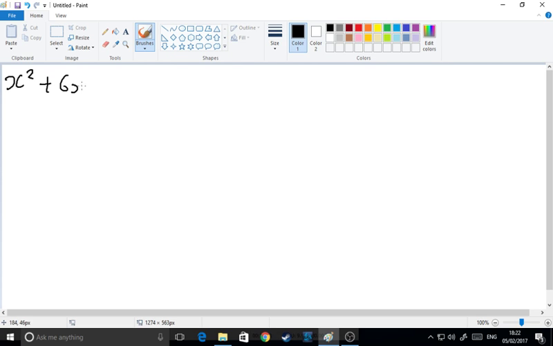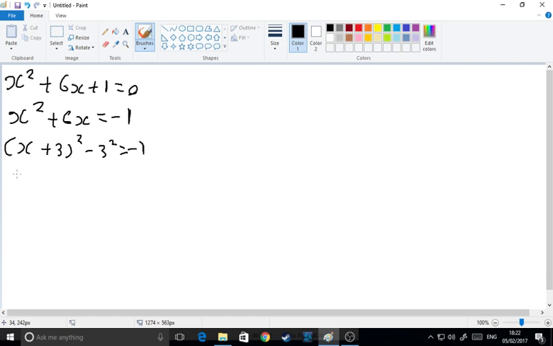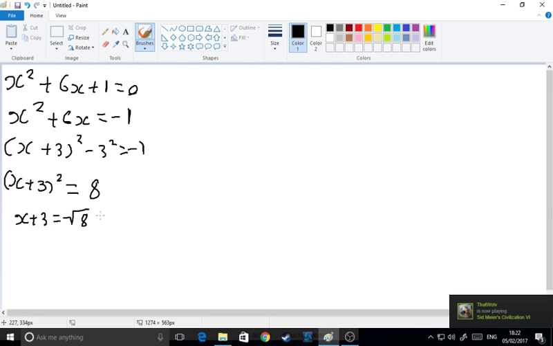x squared plus 6x plus 1 equals 0. So, let's do it real quick. x squared plus 6x equals minus 1. (x plus 3) squared minus 3 squared equals minus 1. (x plus 3) squared is equal to minus 1 plus that, which is 8, which is where we were before. Square root the whole thing. x plus 3 equals root 8. If we remember surds, that simplifies down to 2 root 2, because root 4 is 2.